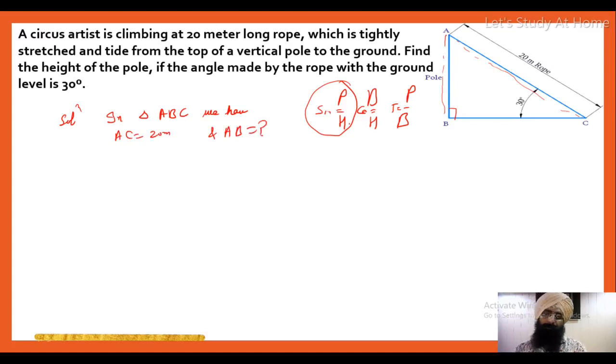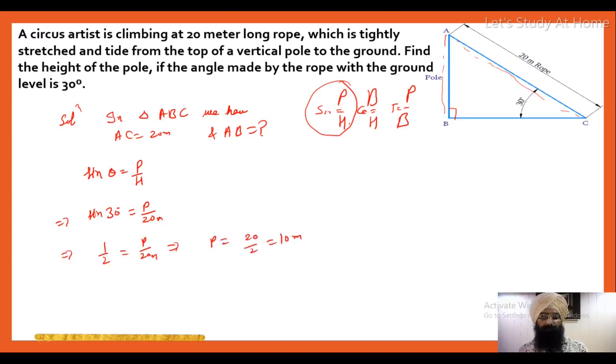So to find AB, we will use sine 30 degree, meaning sine theta is equal to perpendicular upon hypotenuse. This implies sine 30 degree is equal to perpendicular upon 20 meter, because hypotenuse 20 meter is given. This implies 1 by 2, since sine 30 is equal to 1 by 2, is equal to perpendicular upon 20 meter. This implies perpendicular is equal to 20 by 2, that is equal to 10 meter, meaning the height of the pole is equal to 10 meter. This is our first question.